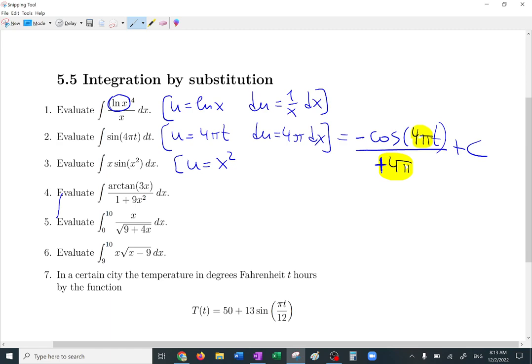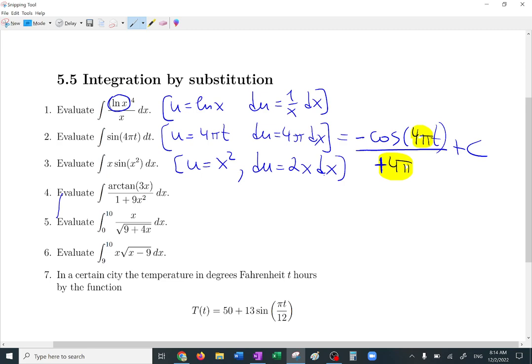That's nice. X squared is u. du is 2x dx. Continue. So it's going to be integral sine u over 2. And an integral of sine, you know it's minus cosine.